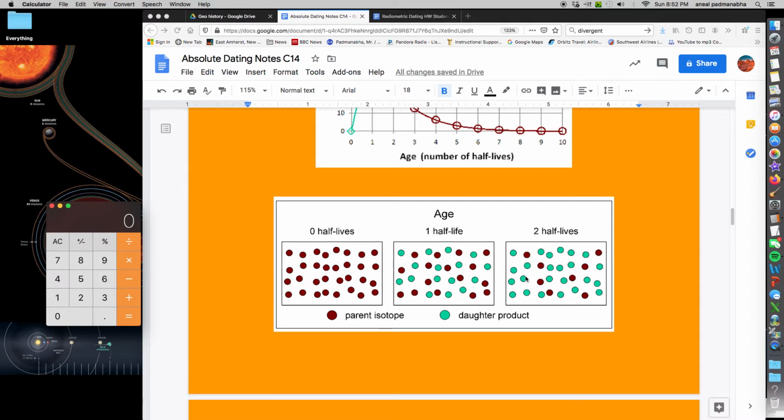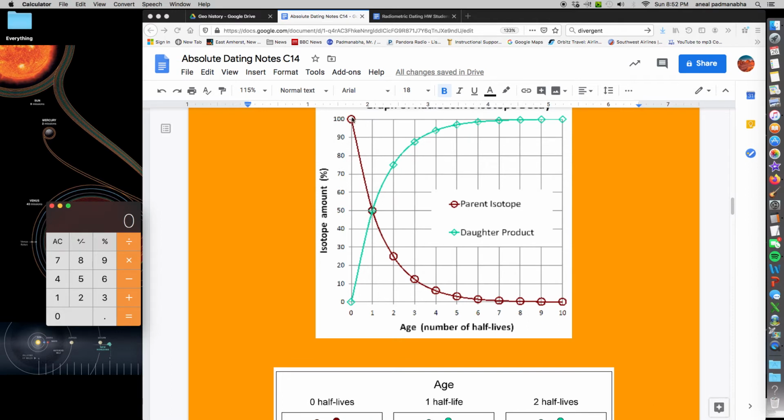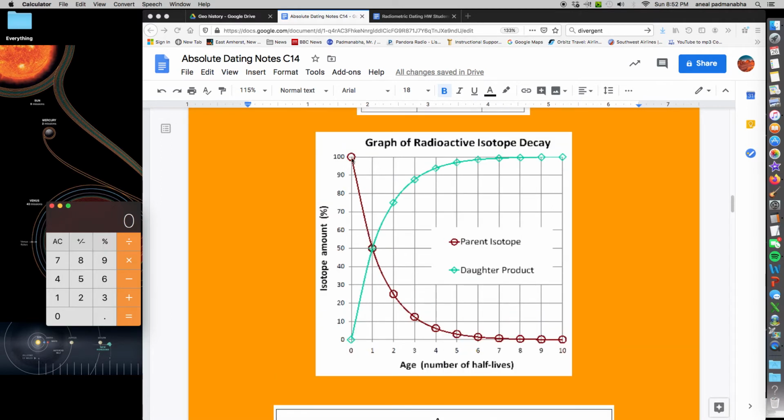If we were to graph this data, you'd have something that would look like this. So you start off with 100% of the isotope, and at the same time, 0, you have 0 daughter. You can pick 2 points right there. You plot the data. After one half-life, you have 50%, and the corresponding daughter element goes to 50. So boom, they meet together right here at 50%.